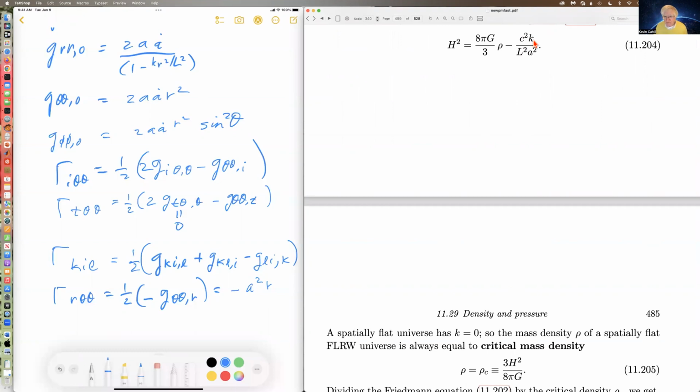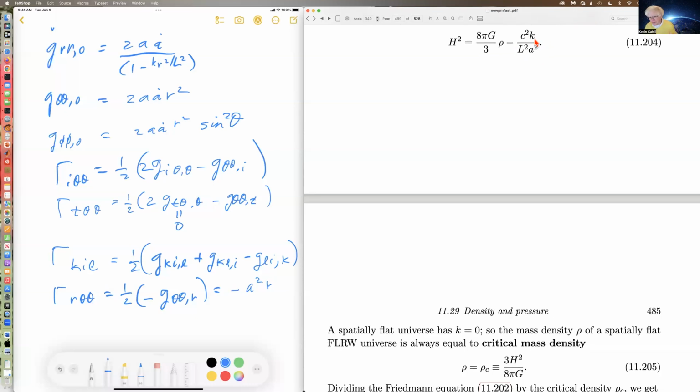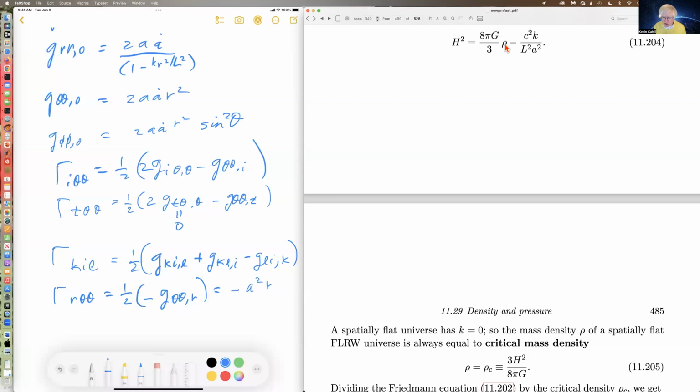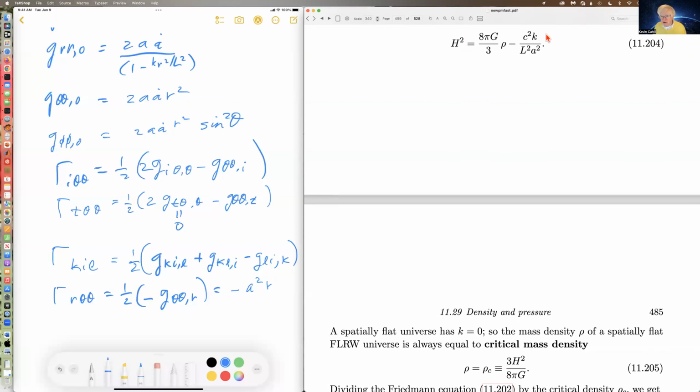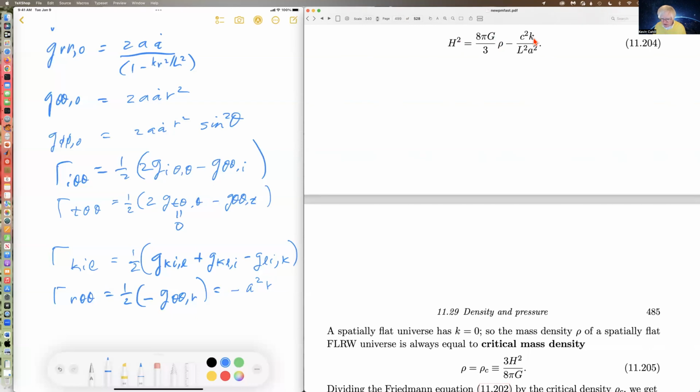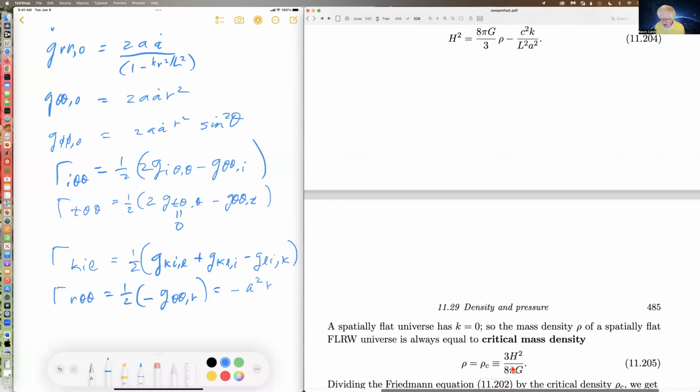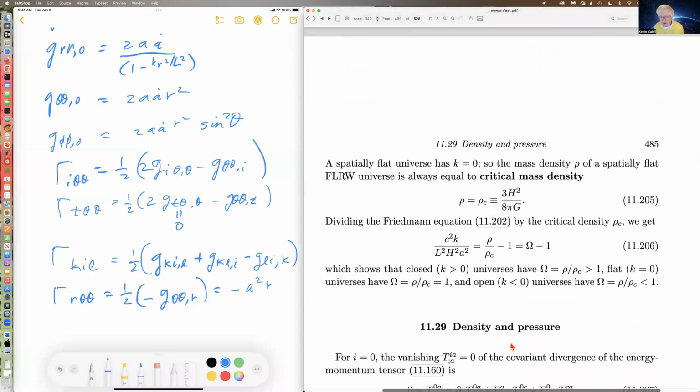And so the universe, if we set k equal to 0 and describe a perfectly flat universe, then in a perfectly flat universe, the mass density has to have a certain value, and that's called the critical density. So the critical density is the one in which this equation is true for k equal to 0. And so that means that the critical density is 3H squared over 8 pi G. And so that's given by this expression here.